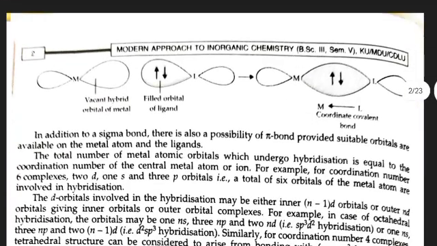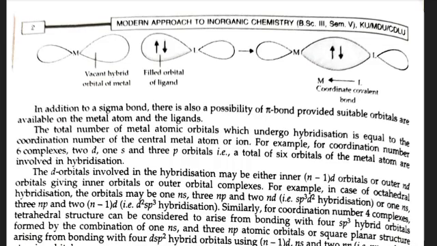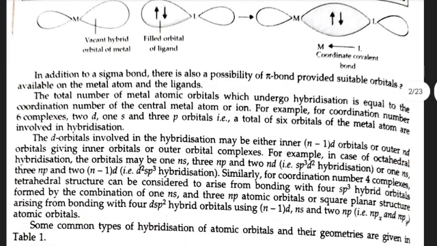In addition to a sigma bond, there is also a possibility of a pi bond, provided suitable orbitals are available on the metal atom and the ligands. The total number of metal atomic orbitals which undergo hybridization is equal to the coordination number of the central metal atom or ion. For example, for coordination number 6 complexes, 2 d, 1 s and 3 p orbitals, that is a total of 6 orbitals of the metal atom, are involved in hybridization. The d orbitals involved in the hybridization may be either inner (n-1) d orbitals or outer n d orbitals, giving inner orbital or outer orbital complexes.